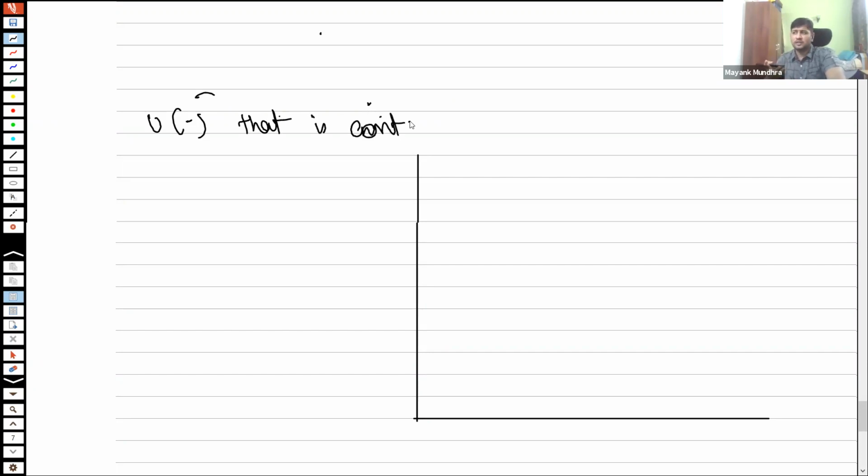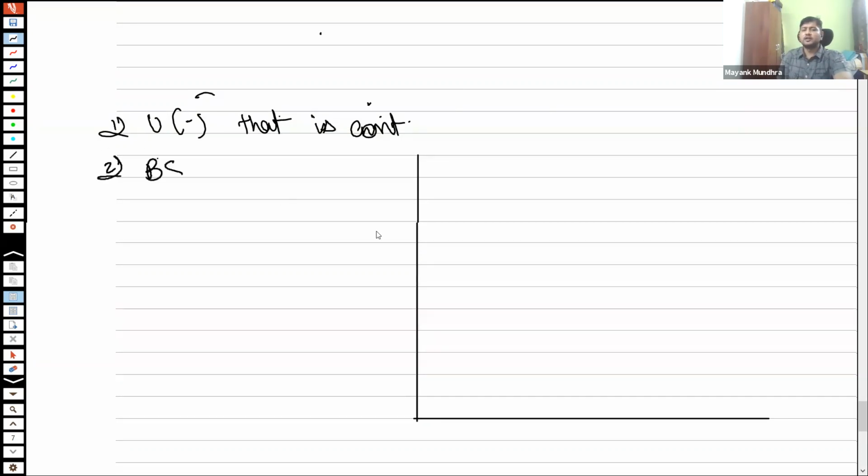I know continuity for a single variable. For multivariable, we'll do continuity. But the idea is most functions that you will get are going to be continuous. Most types of functions that we deal with are going to be continuous, so you'll not even have to check for continuity. So first, we take a utility function that is continuous.